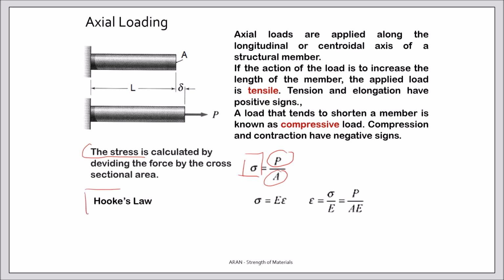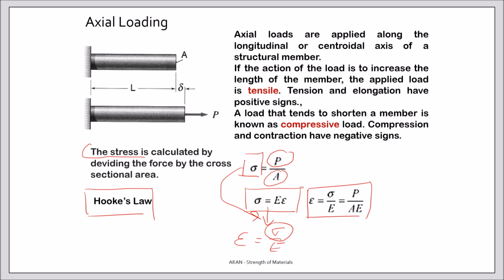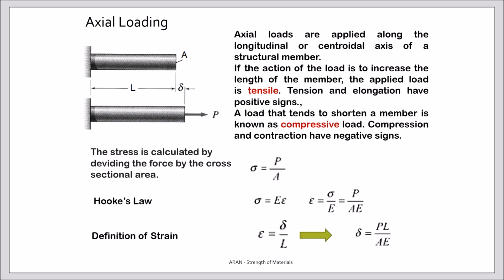If you are in the elastic region, we know that Hooke's law is valid, so we can take this value, epsilon equals sigma over E, and instead of sigma, you can put this value and you end up with this relationship. To define epsilon, we all know that the definition of strain is delta L over L. This is the elongation or shortening, and this is the length of the structural member.